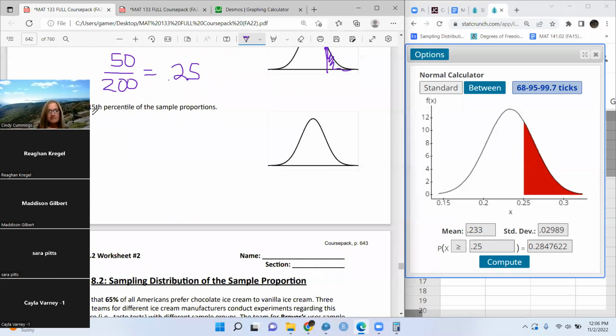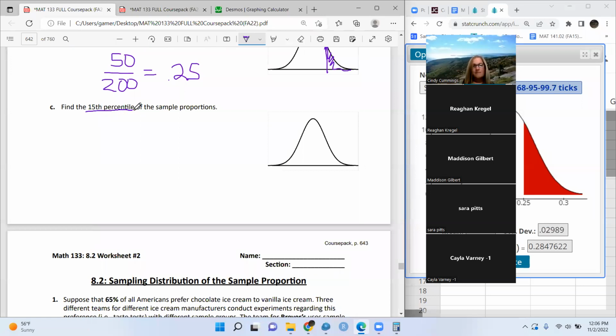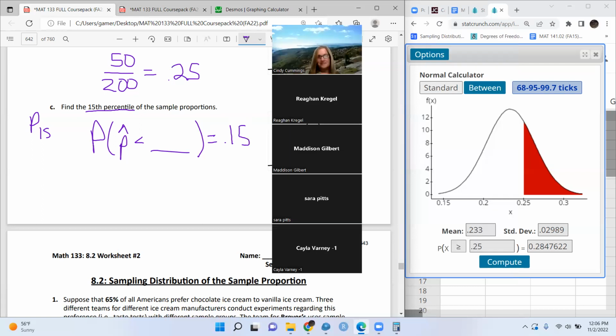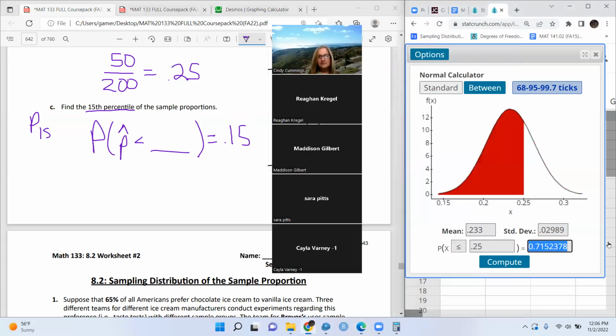Okay. Y'all remember what a percentile is? And how that compares to a quartile and how the two are different? So it's 15% and below. Good job. So we're saying less than this number is equal to 0.15. So we change this to less than, we put in 0.15, compute, there it is.